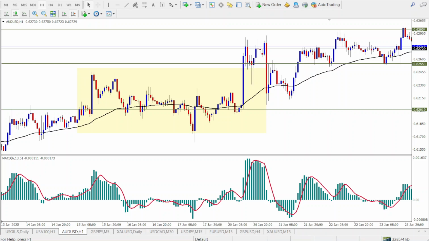And that is it, traders. Now you know exactly how to use MACD for day trading to spot high probability setups and time your trades with confidence.